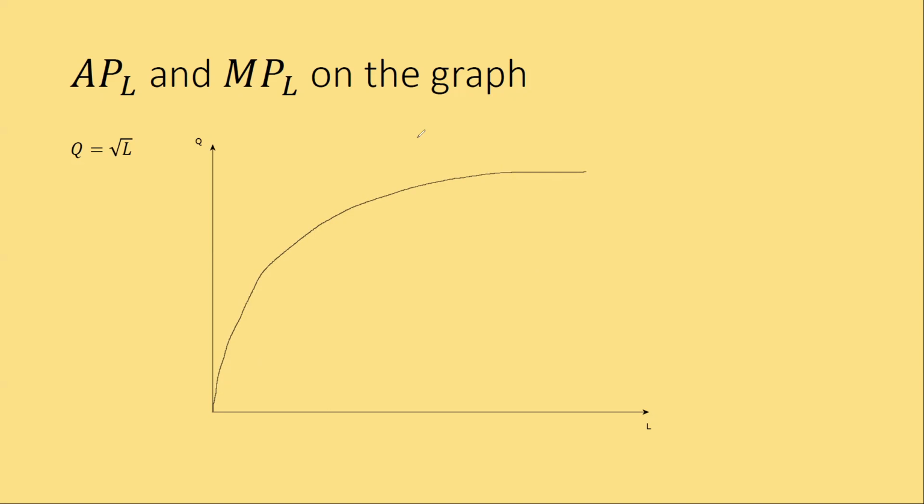All right. So we were saying that APL equals Q divided by L, and MPL equals the derivative, which is also the slope of the curve. So how can we reflect those two on this graph? Let's just pick a point here. Let's look at this point A over here.